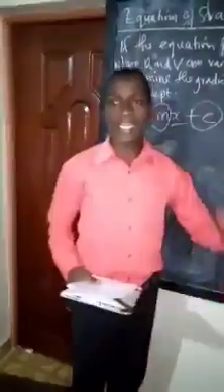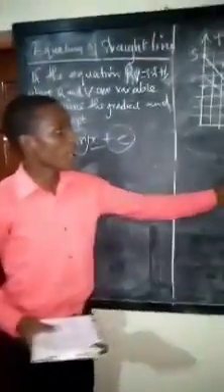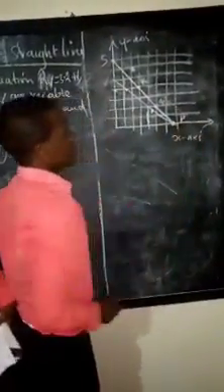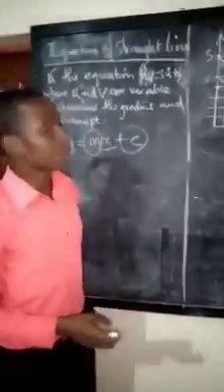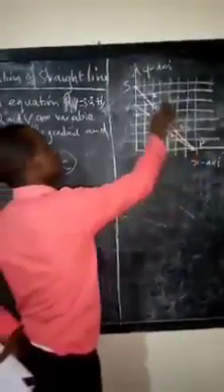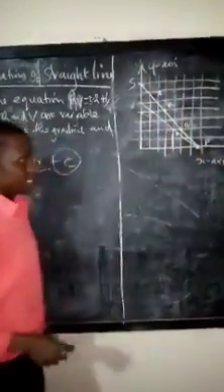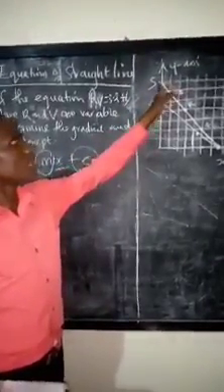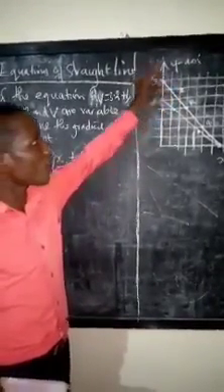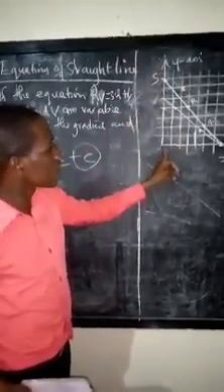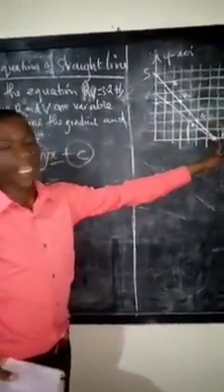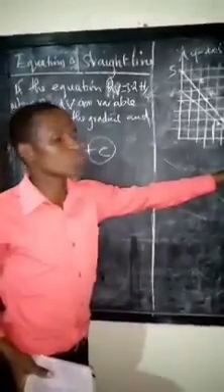The x-intercept is where the line intersects the x-axis. Then we have the y-intercept, where the line intersects the y-axis. Something else to note: where the line crosses the y-axis, the value of x is 0. Then where the line intersects the x-axis, the value of y is equal to 0.